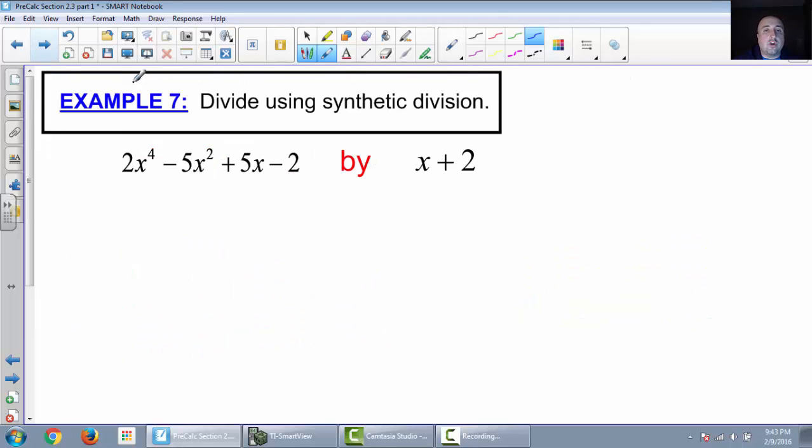Okay, so we are also going to leave example 7 for in class. Hopefully this makes some sense. This should be reviewed. You should have done this in Algebra 2. If not, we'll go over it again tomorrow.